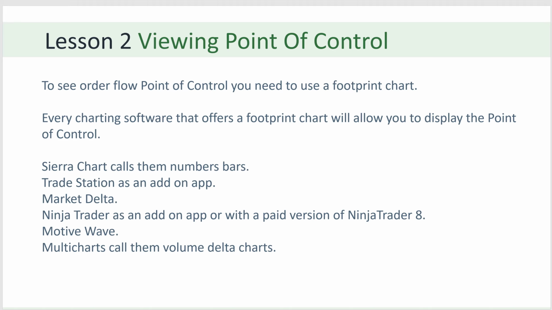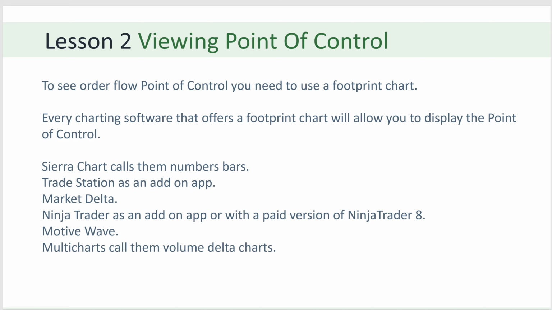I haven't seen them personally, because I have my own software, but the feedback that I get from traders is it's kind of a basic version, and if you're paying $1,000 for NinjaTrader 8 just to get that, then don't bother. But again, if you're trading through NinjaTrader, you should have a paid version. Motive Wave has it. Multi-charts also. Motive Wave is more on Elliott analysis, but they also offer the volume footprint charts, and Multi-charts calls them the volume delta charts. I'm sure there's some other software that I probably left out, but these are the main ones available to traders.